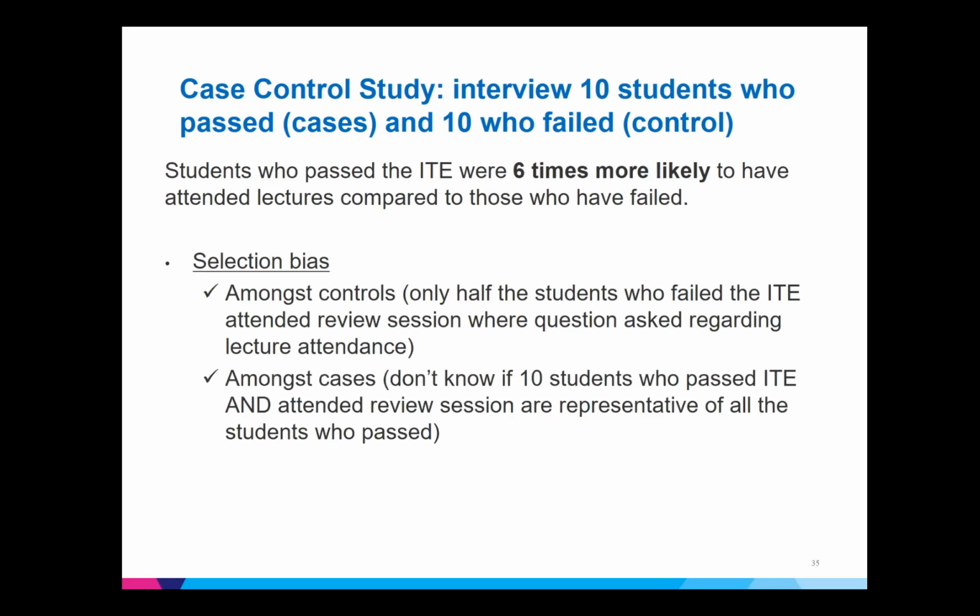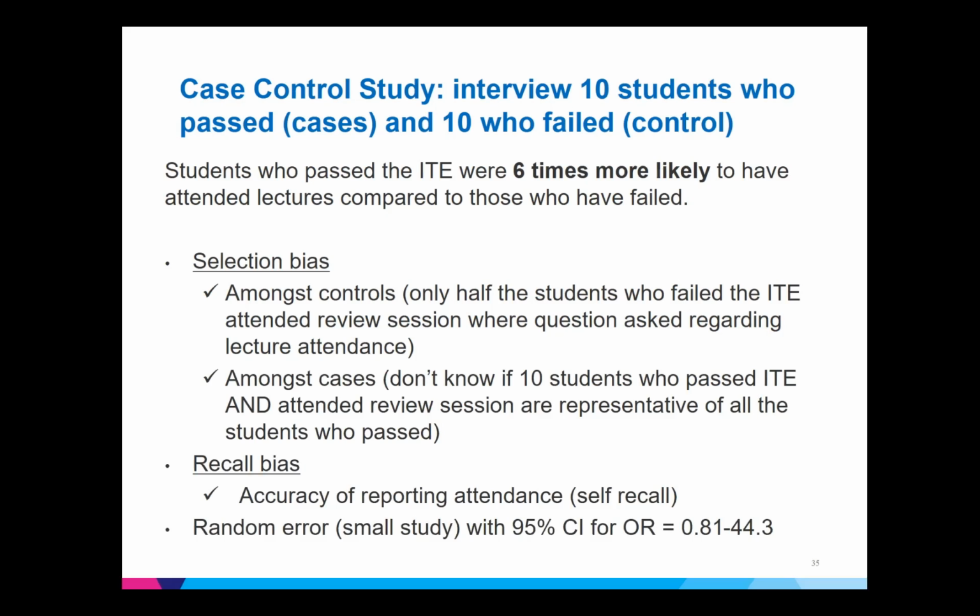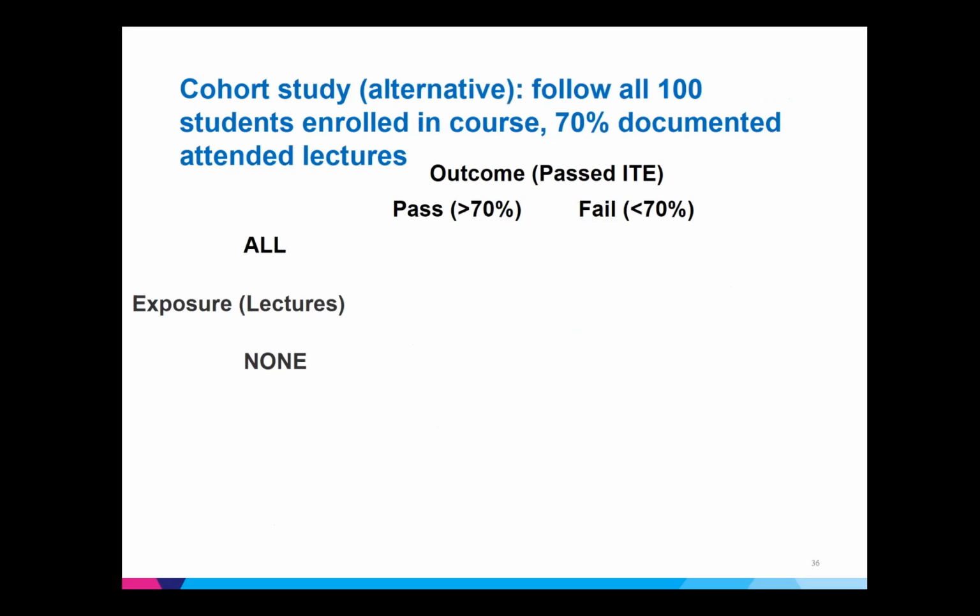And so you don't really know if these 10 people who passed the ITE and attended a review session are really representative of all the people who passed. And then you have recall bias. The recall bias gets introduced because it's all self-recall. You're asking these individuals, and they don't remember. Maybe they're going to guess how many lectures they went to. And then it's a small study, so your confidence interval becomes wider.